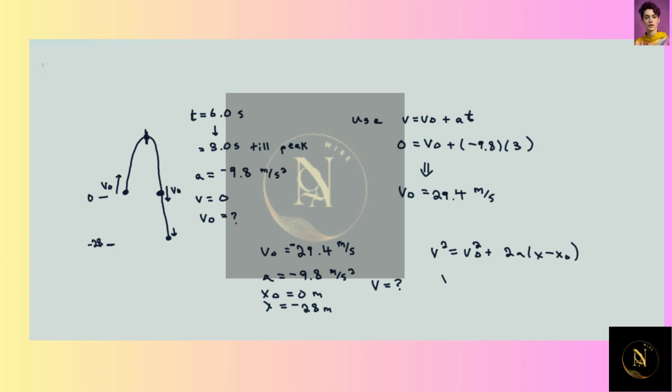Whenever I plug in, I get v squared is equal to 864.36. That's just v naught squared. Plus 2, the acceleration is negative 9.8, and the distance traveled is negative 28. This yields v is equal to 37.6 meters per second. And technically it should be negative because it's still moving downward at that point. And that's the final answer.